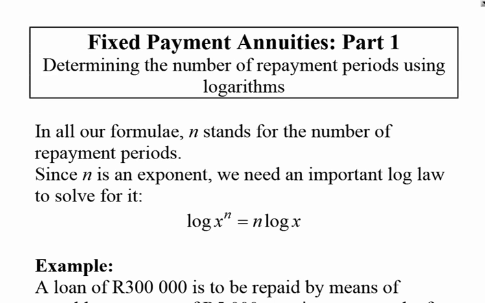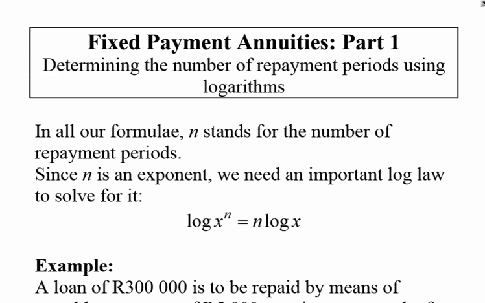Now in part 1, we're going to look at determining the number of repayment periods using logarithms. If you think back to all our finance formulae, N stands for the number of repayment periods, and our N is an exponent. If you think back to doing your sectional logs, exponents and logs are directly related to one another. So we need an important log law to solve for the equations. In essence, it gets that N out of being in the exponent to just being a coefficient. So this log law says that if I've got the log of a power, that exponent can come to the front, and you multiply by the log of the same number.